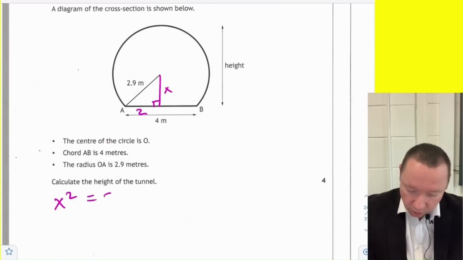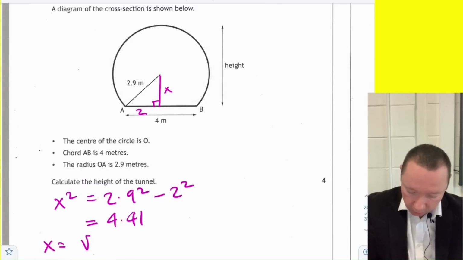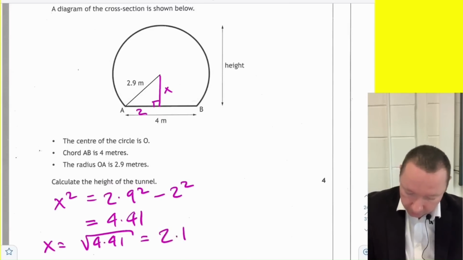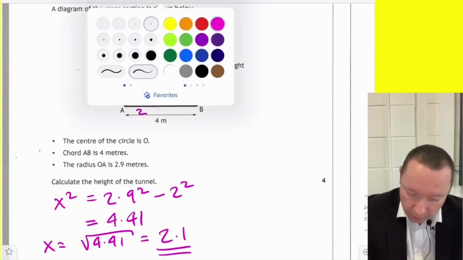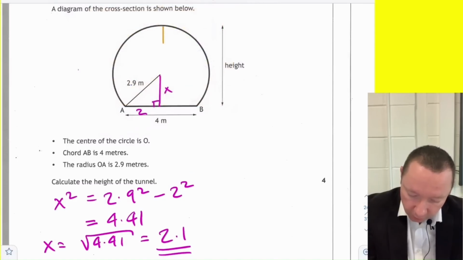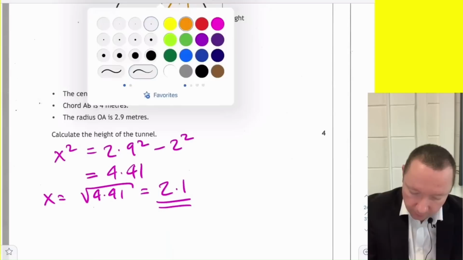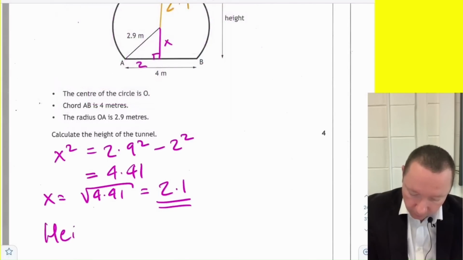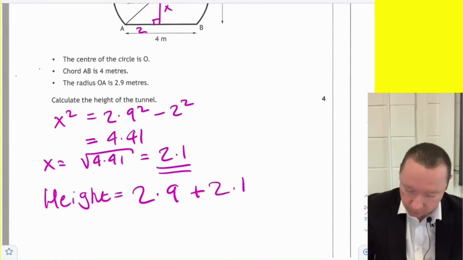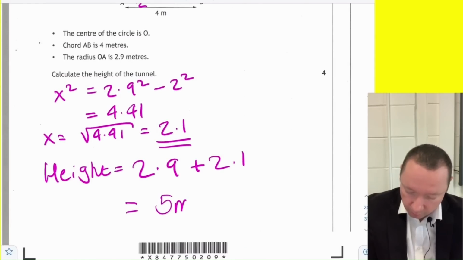X squared is going to be 2.9 squared minus 2 squared. That gives me 4.41. So x is the square root of 4.41, which is exactly 2.1. So I now know that that's 2.1 using Pythagoras, and then we've got this extra bit here. But that extra bit there will be 2.9 because it's a radius. So our total height just equals 2.9 plus 2.1, which is exactly 5 metres.